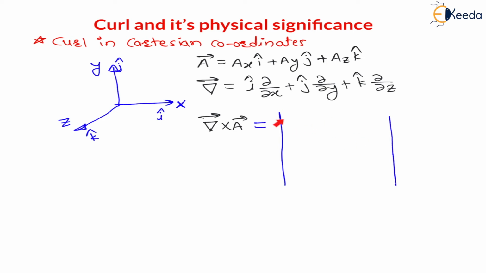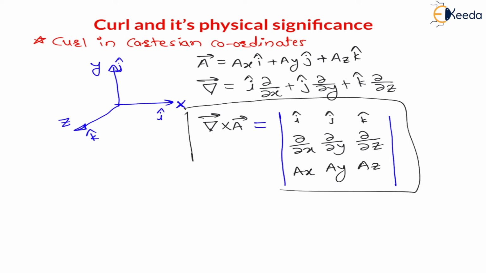While writing the matrix or determinant, we have to write the unit vectors first: i, j, k. Therefore the first row will be i, j, k. For the second row we have to write the coefficients of the del operator along x, y, z. Therefore dou x, dou y, dou z. And in the third row we have to write the coefficients of vector field A along x, y, z. Therefore it will become ax, ay, az. This is the definition of curl, very important for 3D. For three directions, it is the definition of curl.